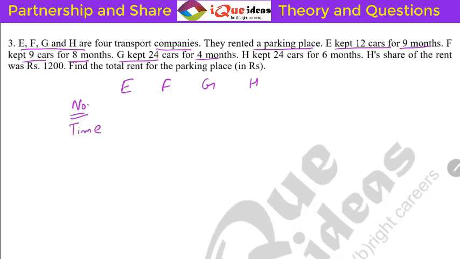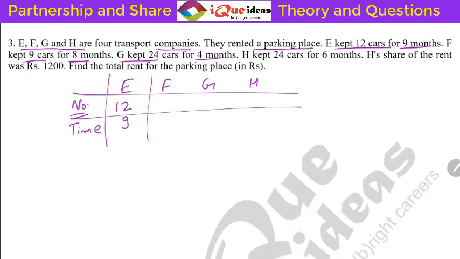So for E, the number of cars is 12 cars, 9 months. Alright, so I'll just write the values without the units. We already know the units. For F, it is 9 cars for 8 months. For G, it is 24 cars for 4 months. And for H, 24 cars for 6 months.